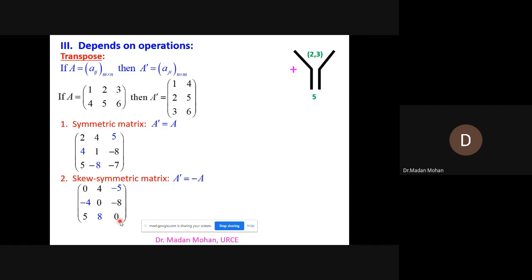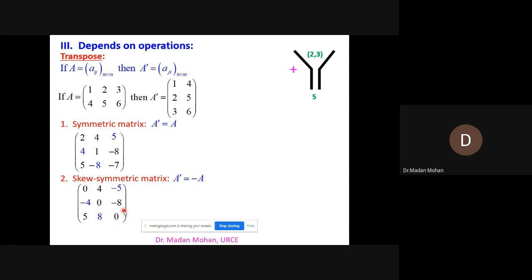overlaps with its additive inverse. 8 with minus 8, 4 with minus 4, minus 5. What about this, why is this 0? 0 overlaps with minus 0. Every element should overlap with its additive inverse. If it is not 0, it is not skew symmetric. If any one of the diagonal elements is non-zero, it overlaps with the minus of that. Therefore, in a skew symmetric matrix, the diagonal elements should be zeros.